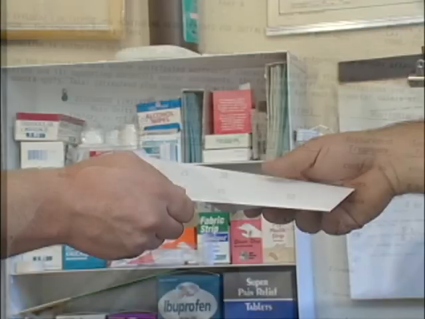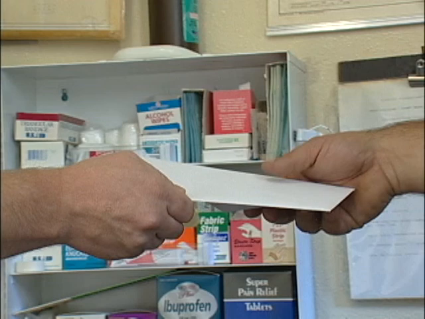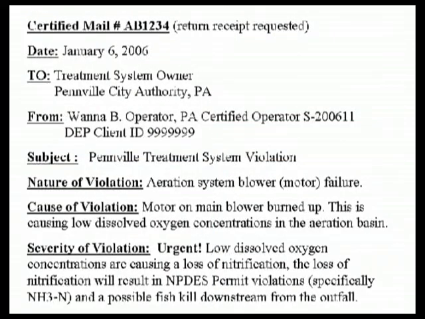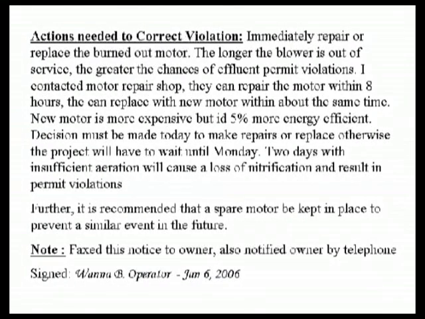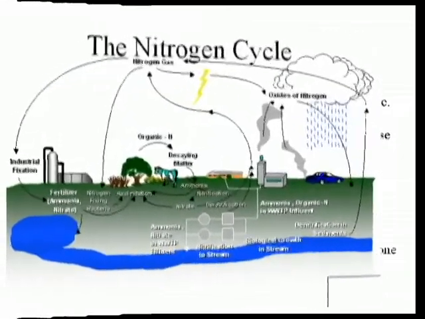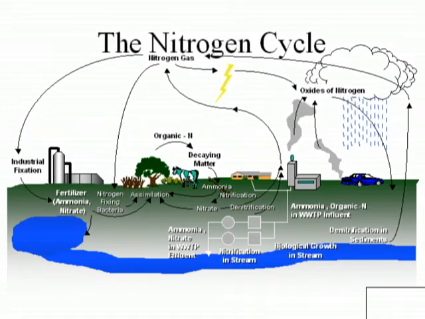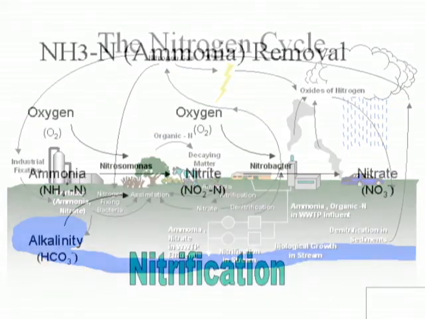It is the job of the treatment plant operator to notify the system owner of any current or potential system problems that are or may cause non-compliance with any laws, regulations, or permit conditions. This video production is the first in a series that focuses on nitrogen in wastewater. This production will focus specifically on ammonia-nitrogen removal.